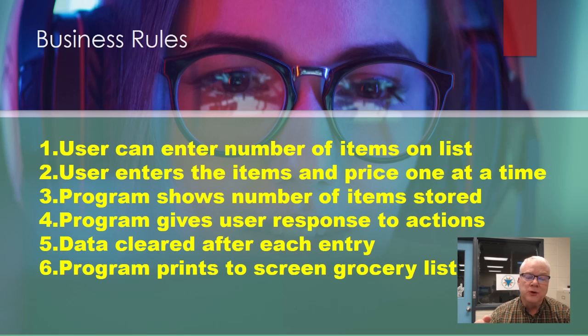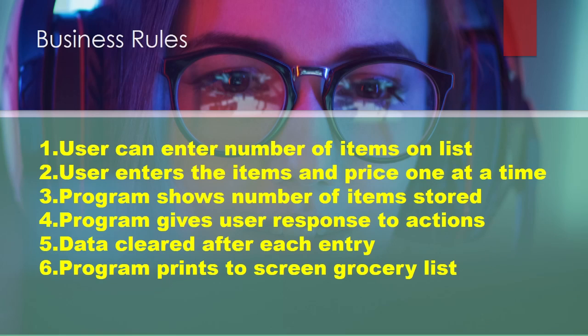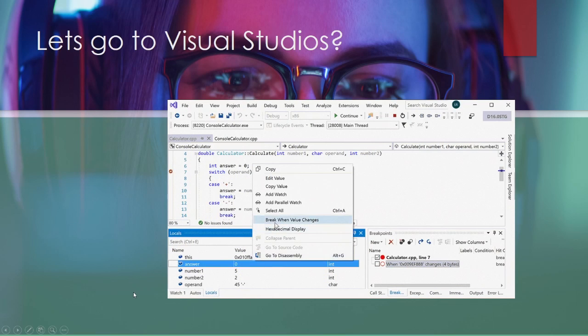The program gives the user a response to their actions. In other words, it gives them feedback in the labels as they go through and run the program. Data is cleared after each entry, and the program prints to the screen their grocery list at the end of the program. All right, let's go to Visual Studio.